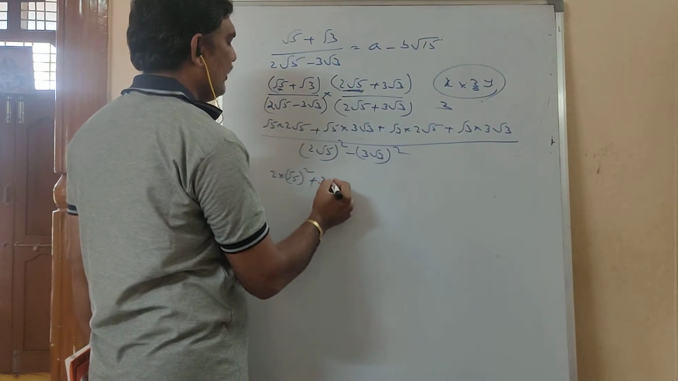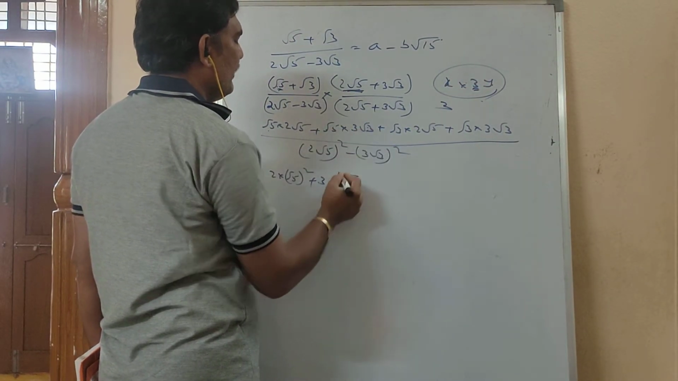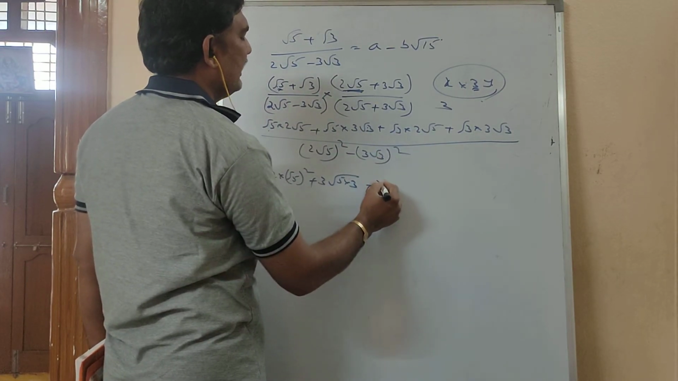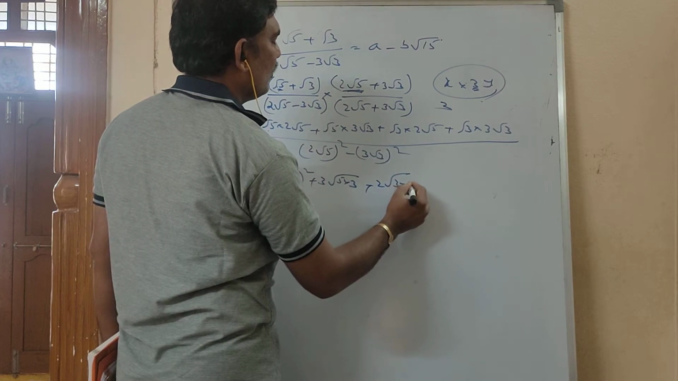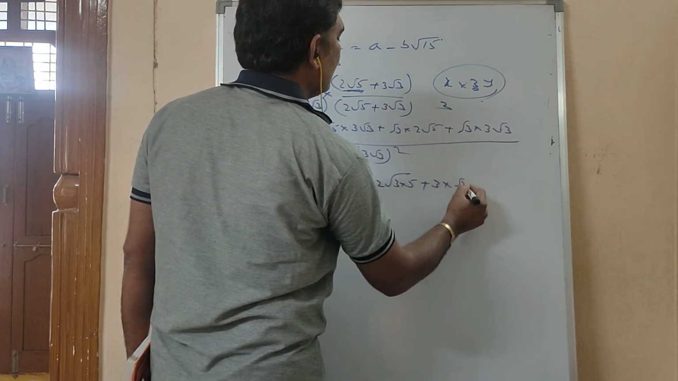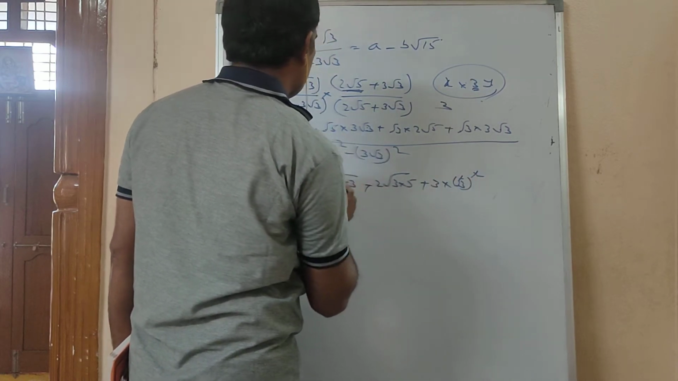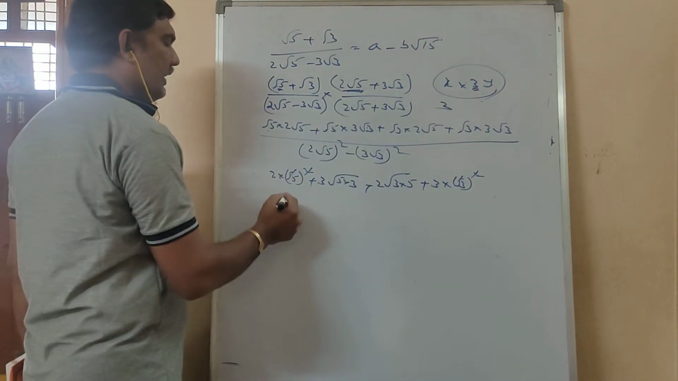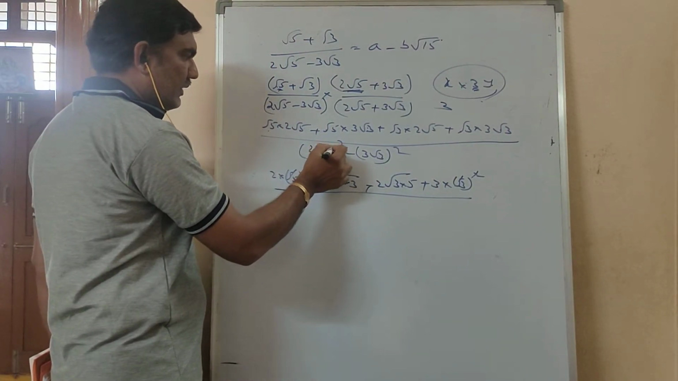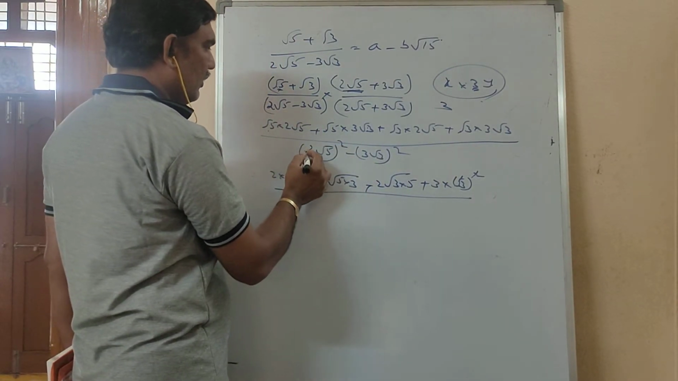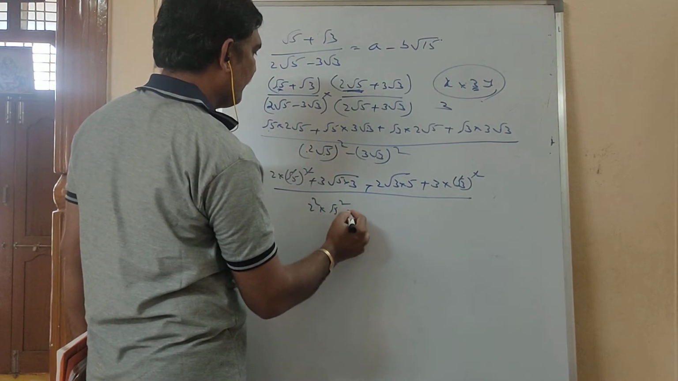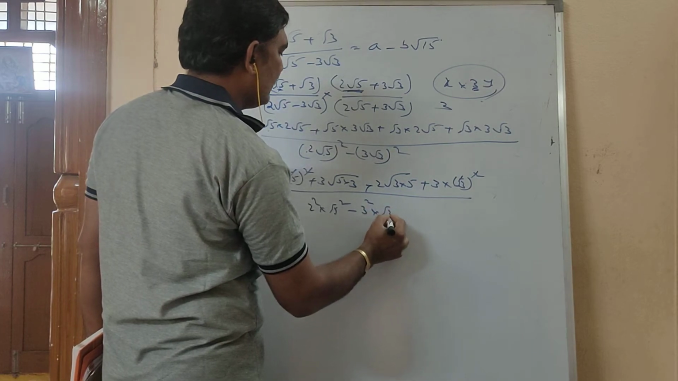Same like 3 into root a into root b, root of a into b. The formula is. Here same, 2 into root of 3 into 5. Root 3 into root 3 square, root 3 square will come. Square and square root cancel. 2 fives are 10. And in the denominator, don't cut this square and this square root. Now 2 root 5 whole square is like 2 square into root 5 square. 3 square into root 3 square.